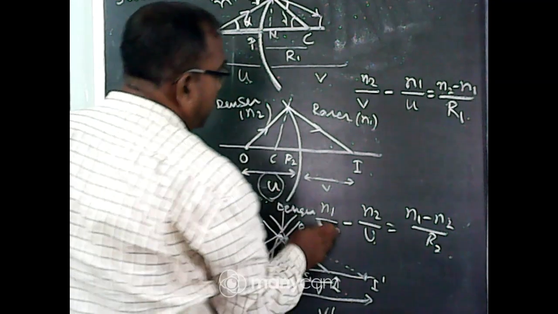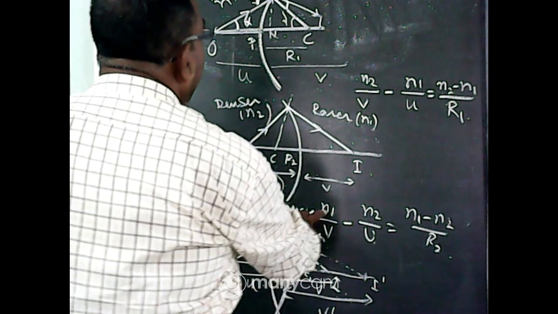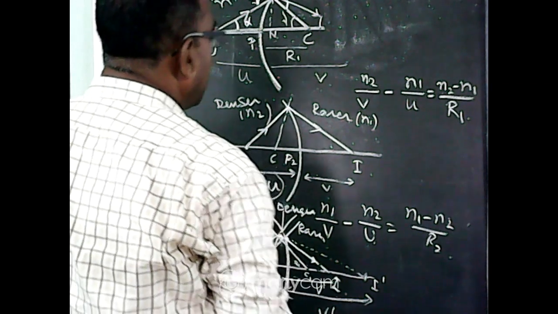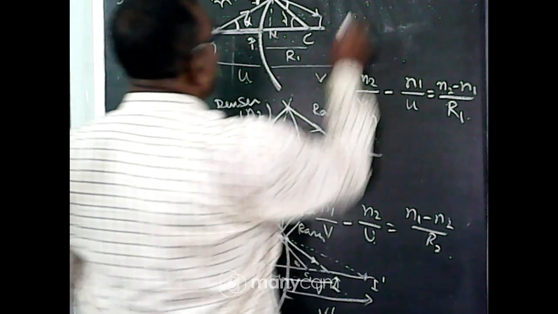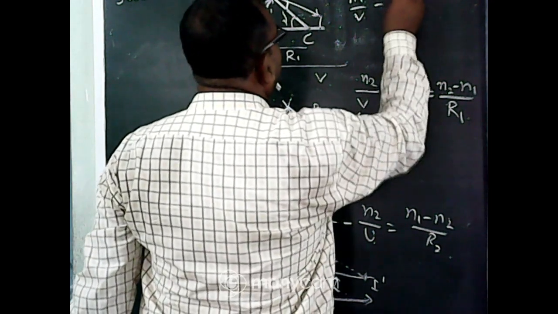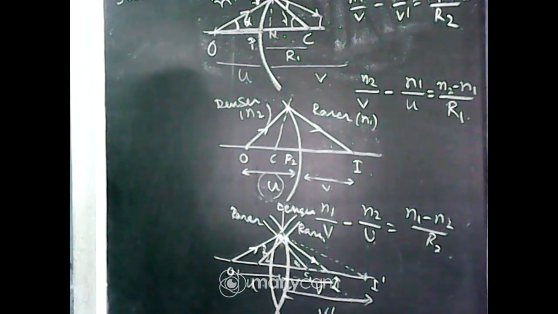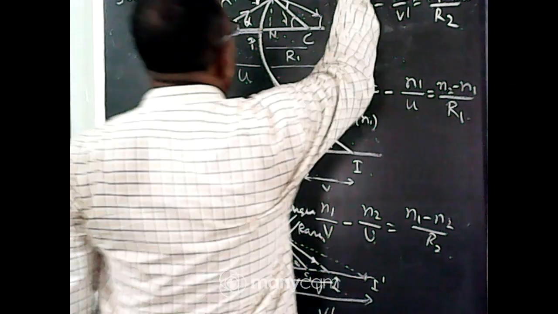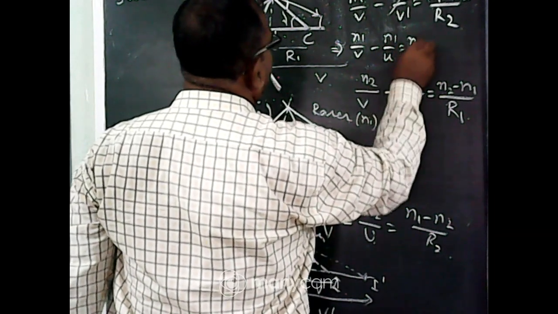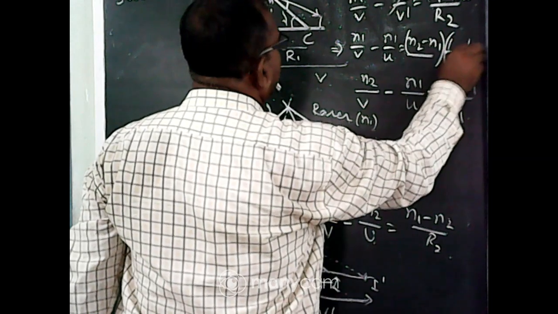Again, you check here this portion. N1 by V, this side, N1 by V minus N2 by V dash, this is the V dash. So, N2 by V dash minus N1 by V equal to N1 minus N2 by R2. You check it, you cancel it, and you see N1 by V minus N1 by U equal to N2 minus N1 by common, 1 by R2 minus 1 by R1, that is 1 by R1 minus 1 by R2.